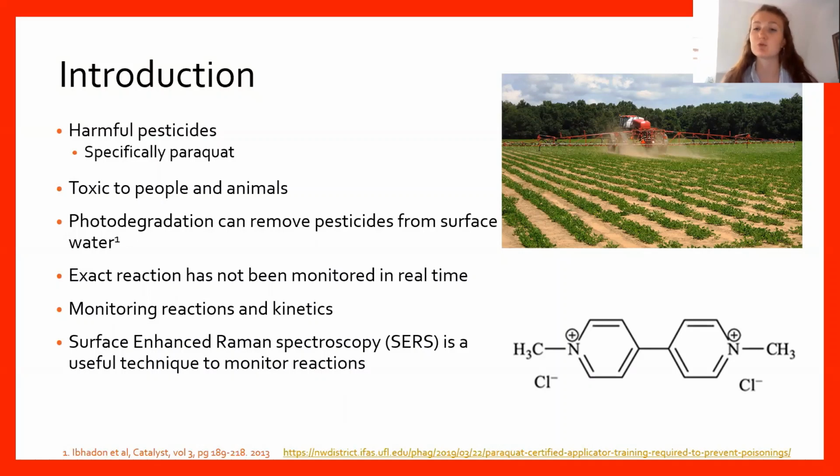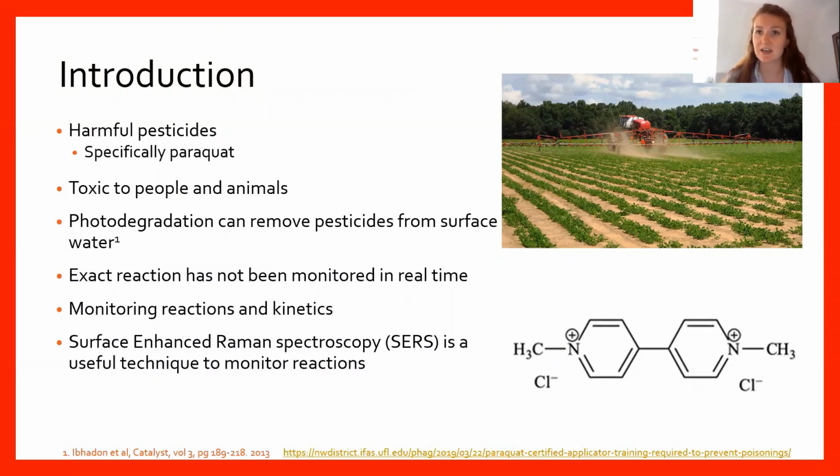And so one way to remove these harmful pesticides or other chemicals in our surface water is through photodegradation. What photodegradation does is take UV rays from the sun and a photocatalyst, and it can neutralize or break down these harmful pesticides and other chemicals. And this is a proven way that it does remove these chemicals from the water.